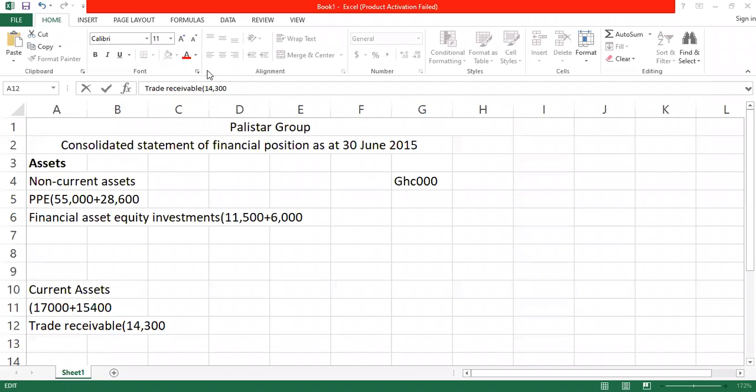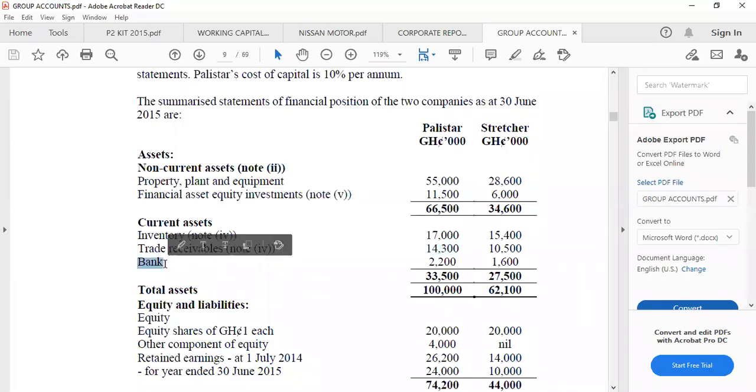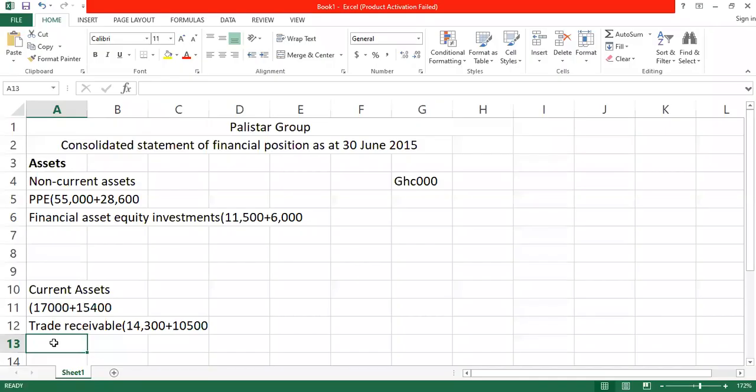Yakubu, we are solving question 1. And 10,500, isn't it? Yes, sir. The next one is bank. So for bank, you pick the figures there. 2,200 plus 1,600. 2,400 and what? 1,600. Okay. So this one, you can go to equity and liabilities.